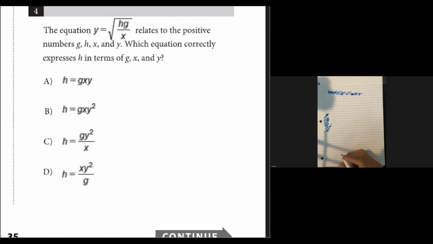Okay, so for this one, we're given the equation y equals the square root of hg over x. And we're asked to find h in terms of g, x, or y. So we have to get h by itself. For these type of questions, whatever you do to one side of the equation, you have to do to the other. So to do the opposite of a square root, we have to square both sides. So that gives us y squared equals hg over x.